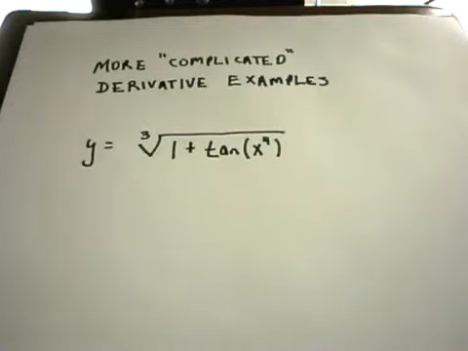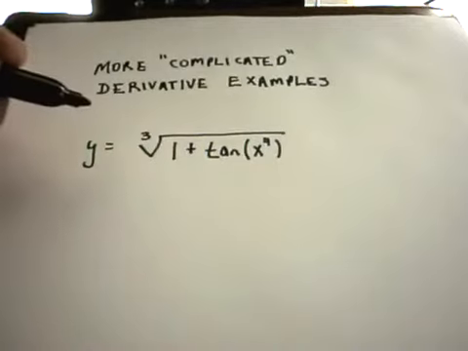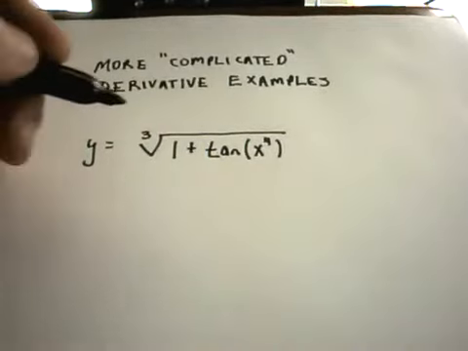Alright, in this video I'm going to do some more derivative examples, but ones that are a little more complicated, I suppose, and that use all the ideas, the product rule, quotient rule, chain rule, and try to put it all together here. So the first one here is the cube root of 1 plus tangent of x to the fourth.